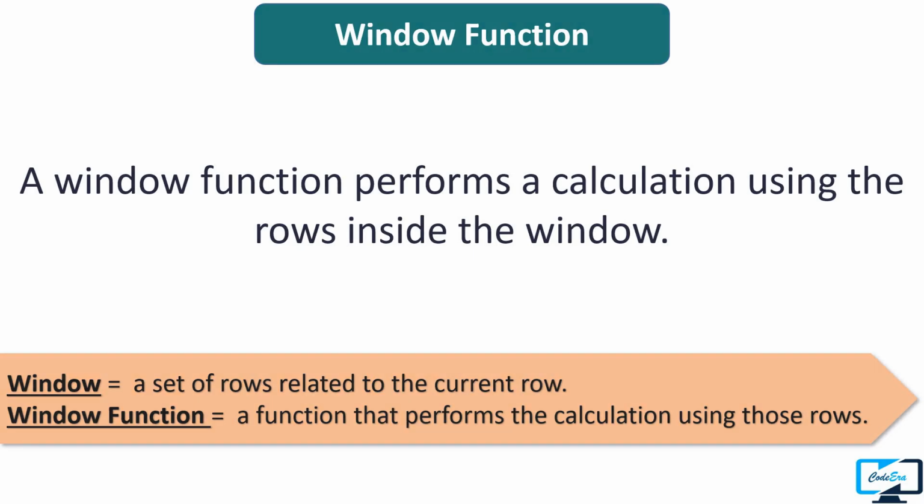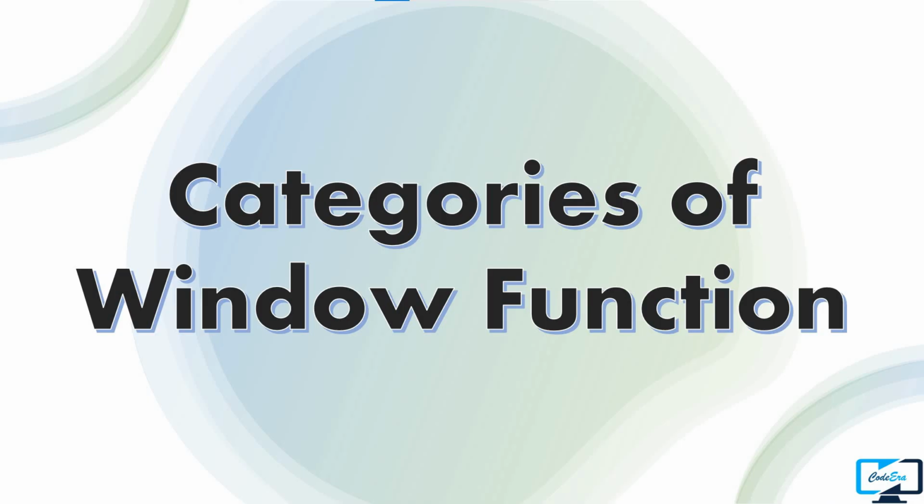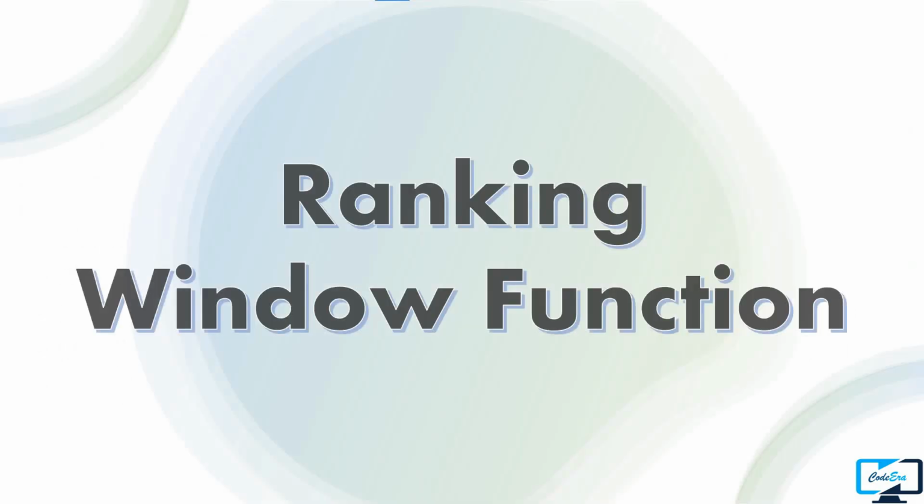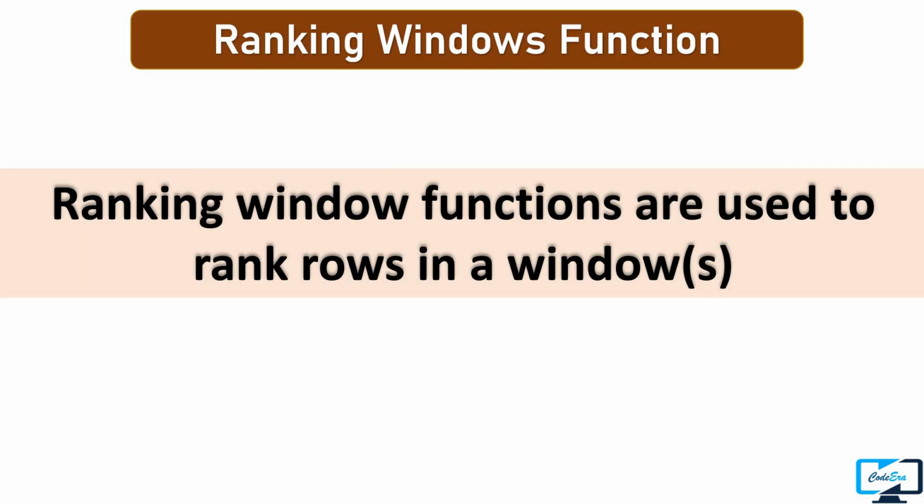Now next let's see some categories of window functions. So majorly we have these three categories. First is aggregate window functions, second is ranking window functions, and the third one is value window functions. And I hope you guys already know about aggregate functions. We can use these aggregate functions on our SQL windows also, which we will see later in the examples. But in this video we will discuss ROW_NUMBER, which is a ranking window function. And if I talk about ranking window functions, then these functions are used to rank rows which are available in the SQL window.